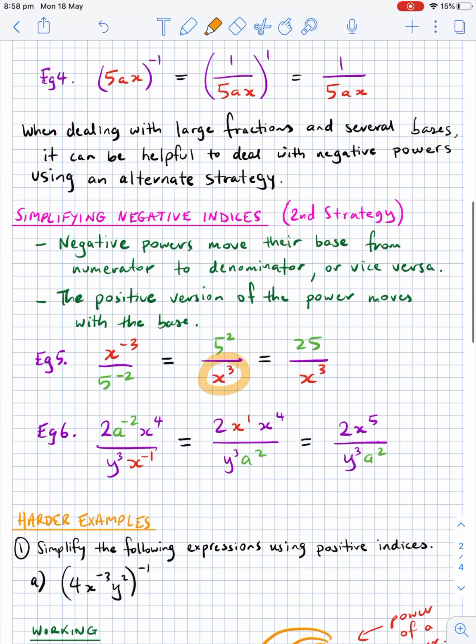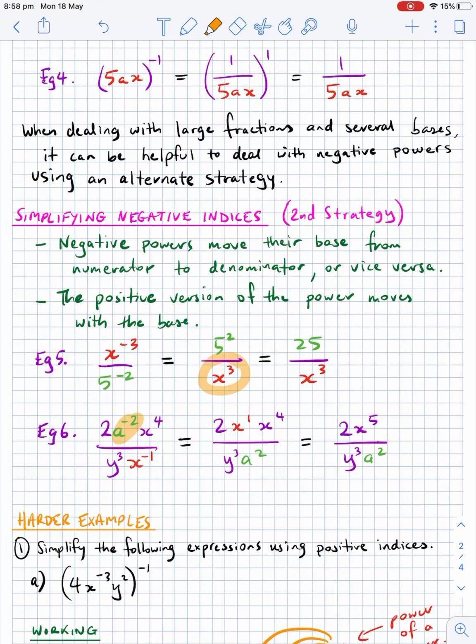Okay, let's try another one. So this one's a bit trickier. You've got a negative power here, negative 2, and you've got a negative power down here. They're literally going to swap from top to bottom, or bottom to top. Everything else is powered to a positive number, like this and this. They're positive powers, and also this, it doesn't have a power. They are going to stay put because they're not negative powered.